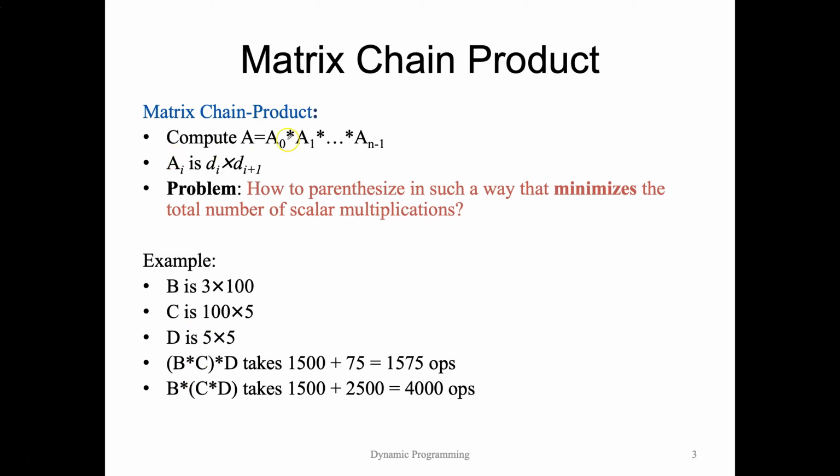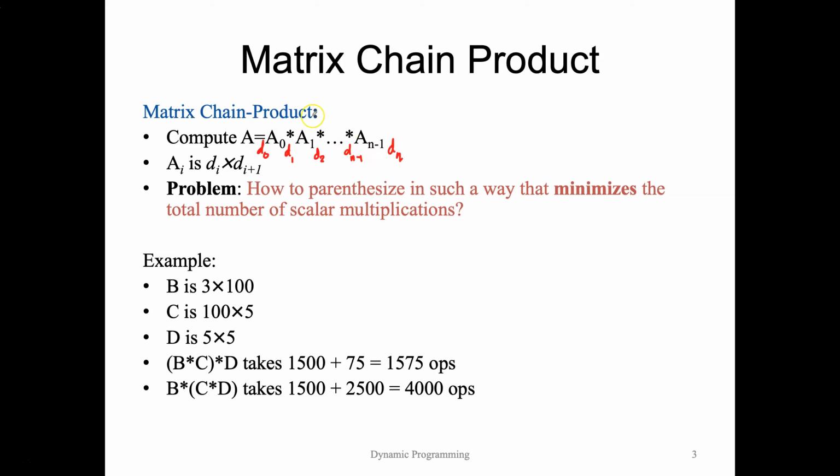So we have a chain of matrices that we want to find the product of. We've got n matrices that we want to multiply all together: A0 times A1 times A2 up till A sub n minus 1. Now each matrix has a different dimension associated with it. A0 is a D0 by D1 matrix, A1 is a D1 by D2 matrix, and A sub n minus 1 is a D sub n minus 1 by D sub n matrix.